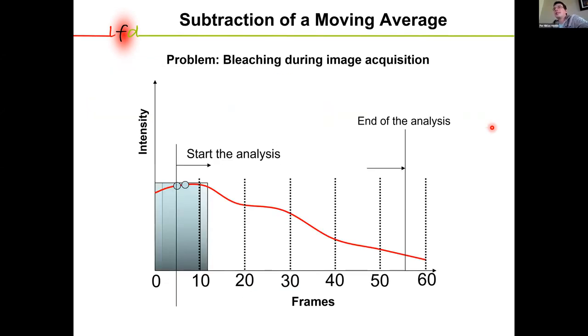Another issue that can happen in cells is photobleaching. So while you're acquiring the image, you're illuminating your molecules, and they can eventually photobleach. And this results in an overall reduction in the fluorescent signal. So again, if we do this average subtraction, we can kind of correct for that.